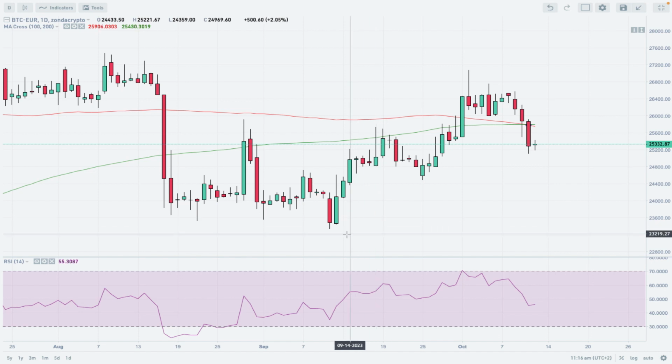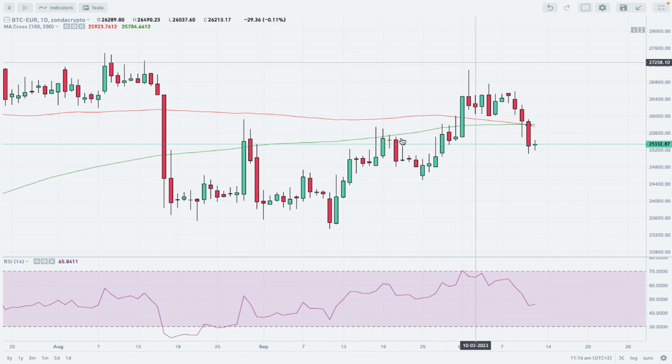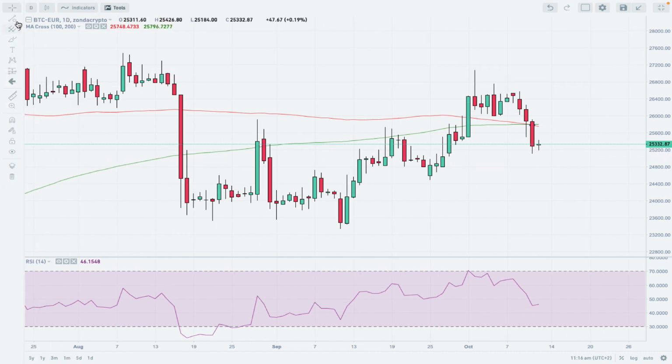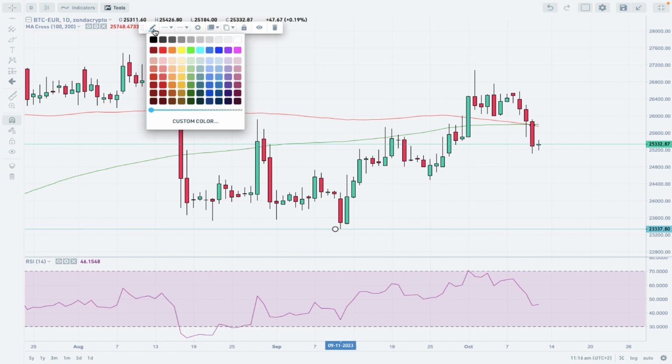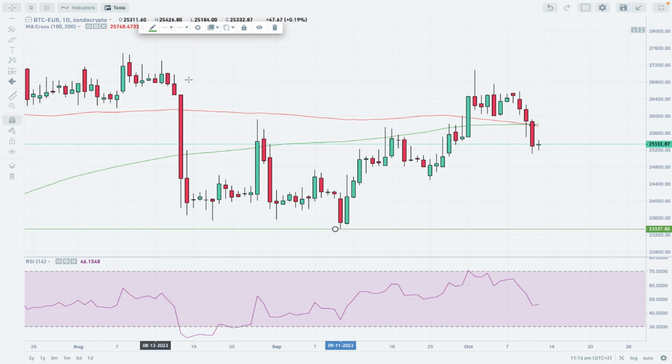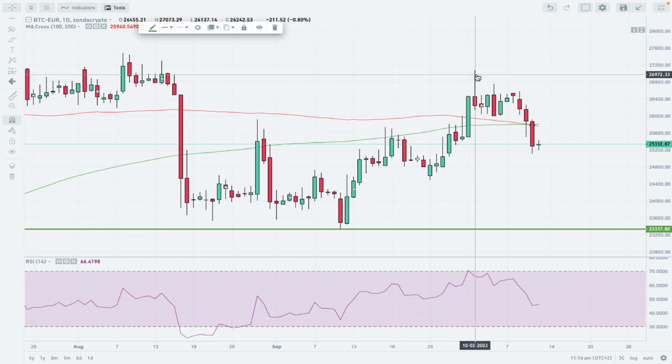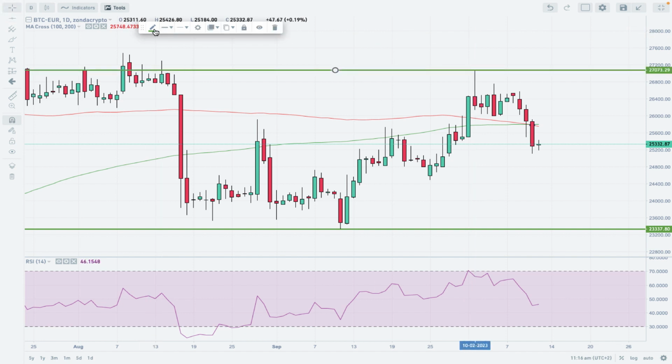This pair, as you can see, has been moving upward from the lows. Let me indicate this one for you. From the lows located roughly around the level of 23,337. So that's the swing low and our technical support, right? And we went up towards this level here, which is located at 27,073 euro. So this is our local swing high, and this is of course the technical resistance.